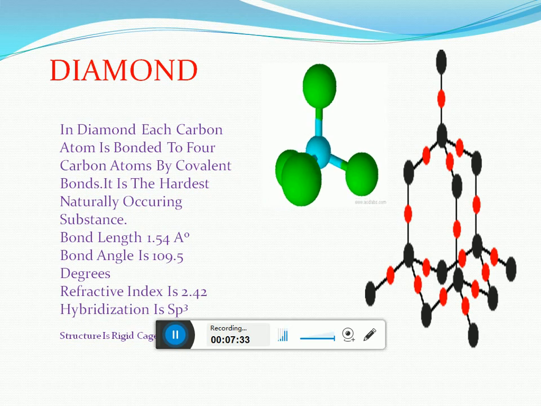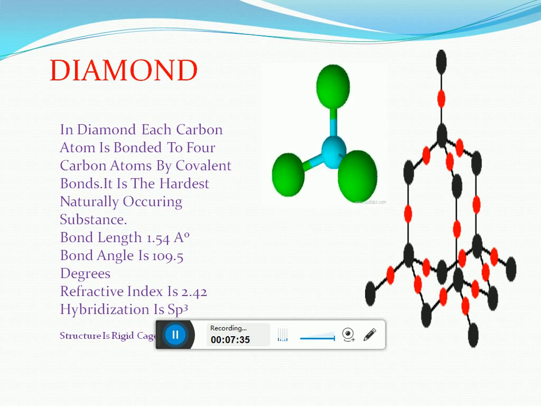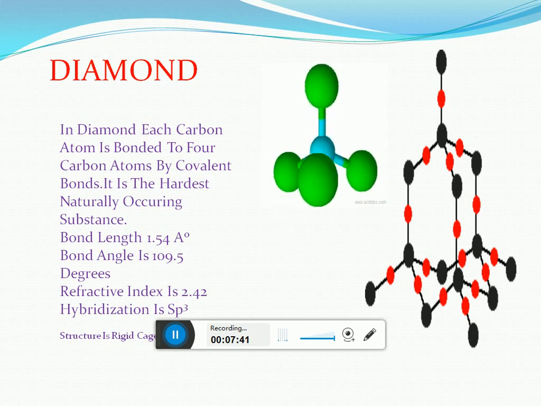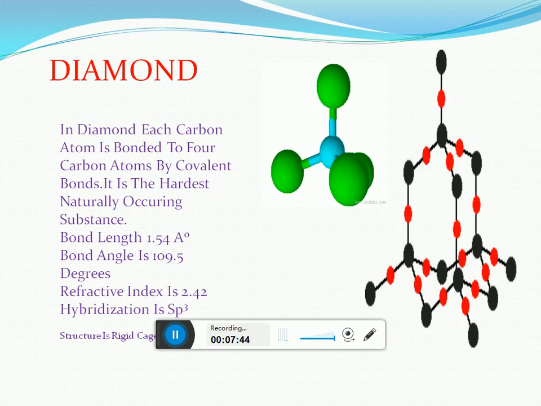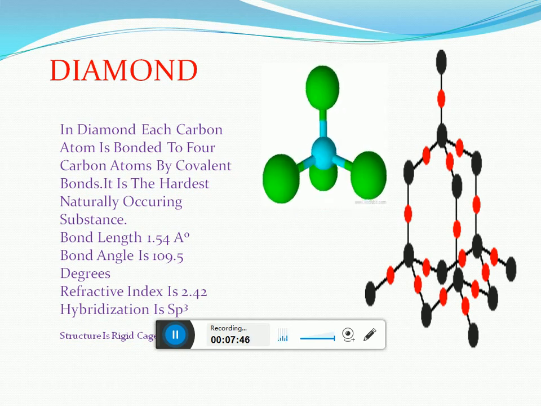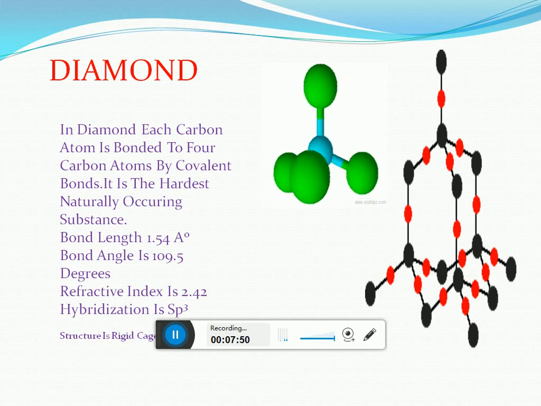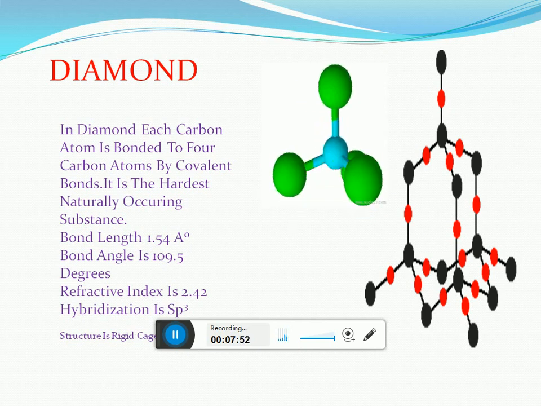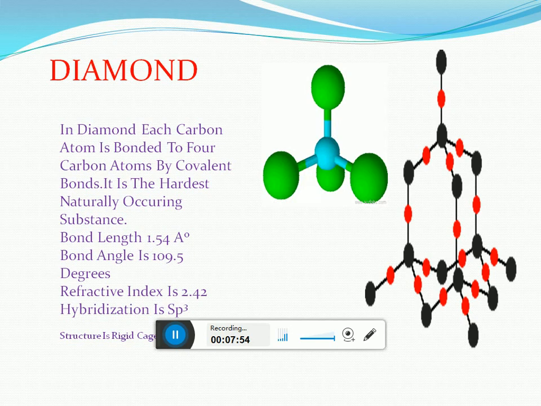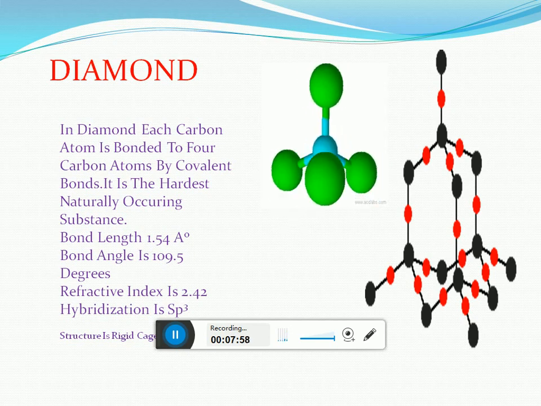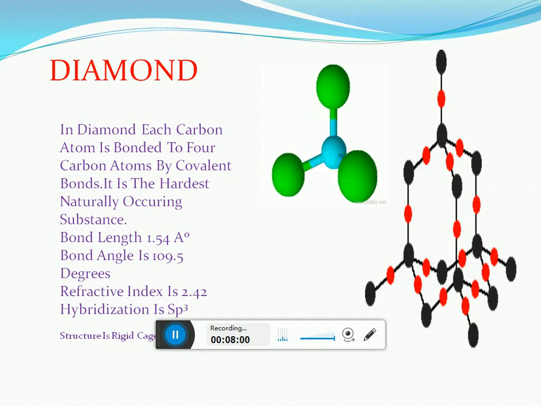The bond length between two carbon atoms in diamond is 1.54 Angstrom units. It appears just like a cage. Each carbon atom is covalently bonded by 4 more carbon atoms. You see the animation, children, and try to understand the structure of diamond.